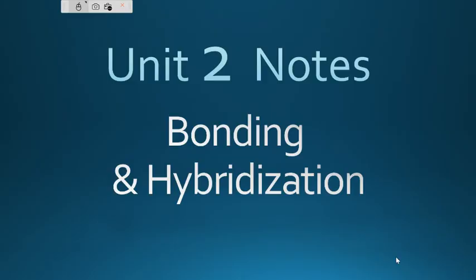Everybody, let's take a look at AP Chemistry Unit 2. We're going to be taking a look at how these elements that we've studied in the last unit and atoms will be combining together to form a chemical bond, and then also hybridization of the electrons found within.